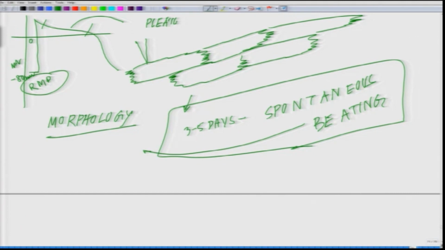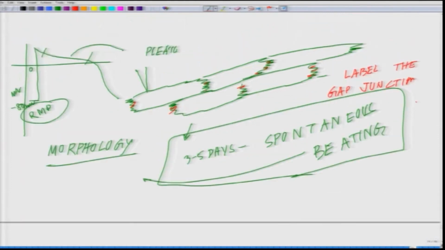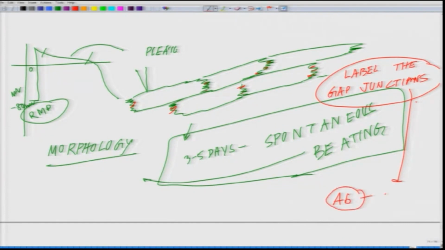Next, you have to label the gap junction proteins. Cardiac myocytes have a lot of gap junctions which are sitting at different spots. You remember that? So, they have these gap junctions. Labeling the gap junctions using antibodies, AB stands for antibodies, antibodies against gap junctions.